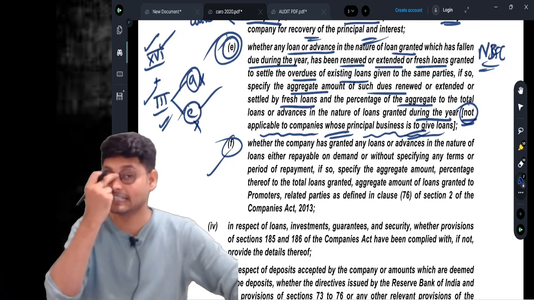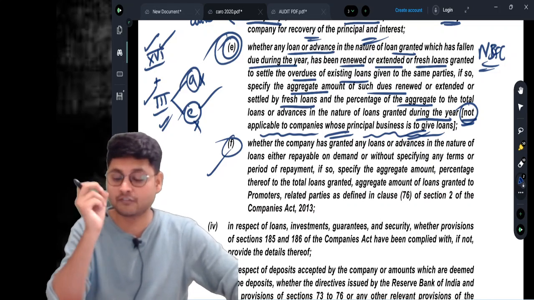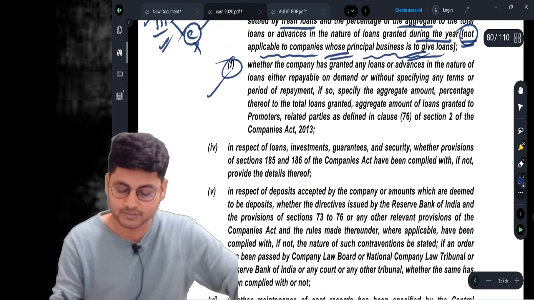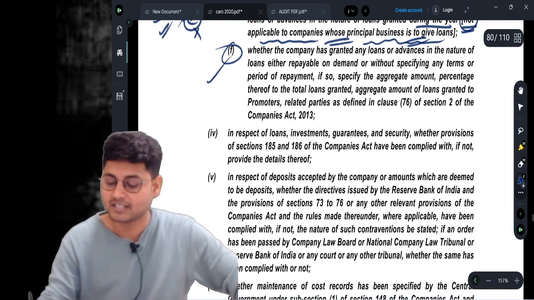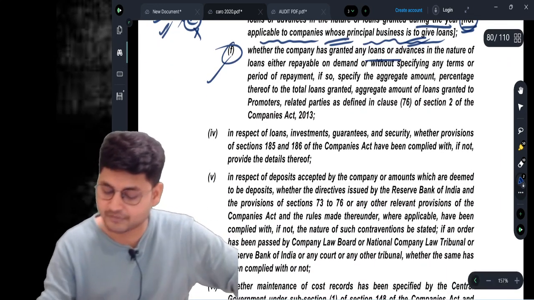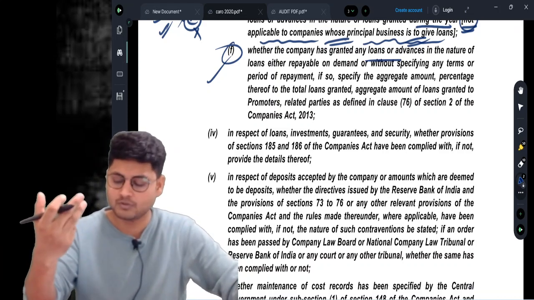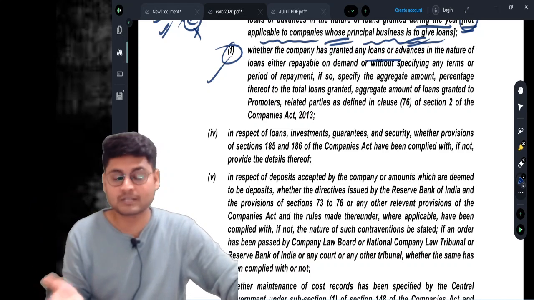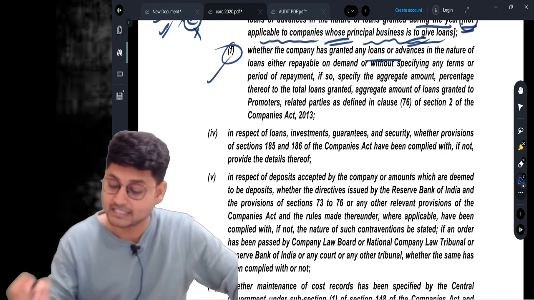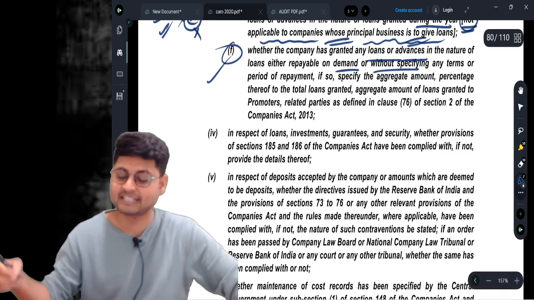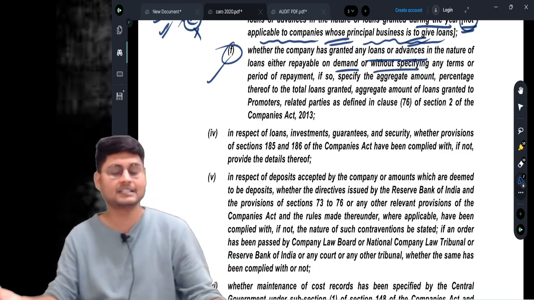This is the detailed way of learning. Each and every point we are investigating. Okay, done. Last point. Whether the company has granted any loan or advance. Here again they are talking about loans and advances only. No guarantee, no security. They are talking about only loans and advances in the nature of loans, either repayable on demand or without specifying any terms of repayment.